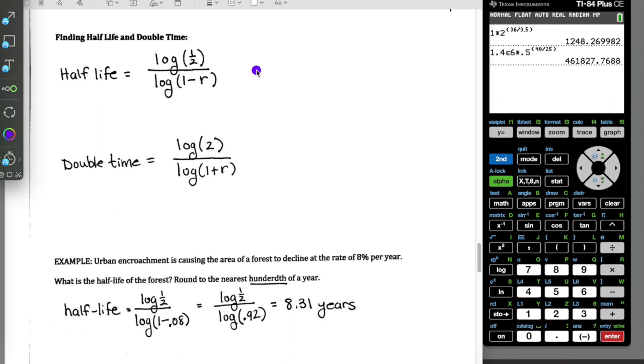Now, up to this point, in all the examples, we have been given the half-life or the double time. Now we're going to actually walk through how you can find those values for yourself.